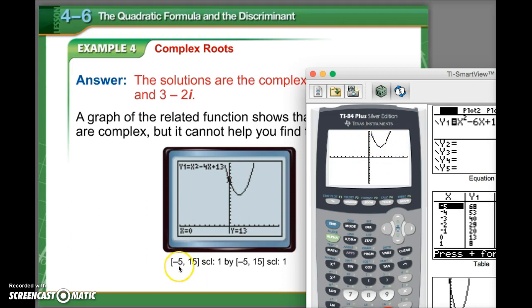Notice that their window is going from negative 5 to 15 on the x side and negative 5 to 15 on the y side. So if I go all the way up to 15 on my y side, I'll be able to see a little bit more of the graph like they have in their picture.